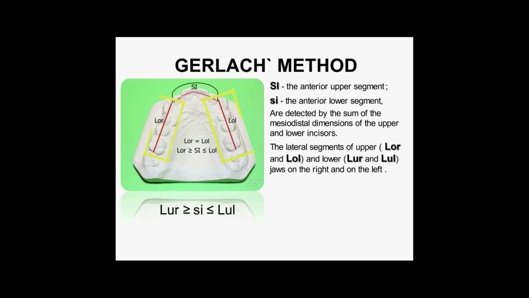The lateral segments of both upper and lower jaws on the right and on the left are measured by the size of a chord. Chord is the line which joins the mesial surface of canine teeth in the point of contact with the lateral incisors and the distal surface of first molars in the point of their contact with the second molars. Gerlach's formula for studying dental arch segments correlation is presented in the slide.